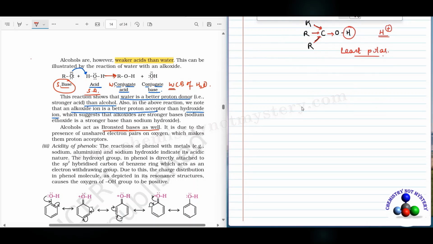Let's revise the thing that we have discussed earlier when we saw the reaction of alcohol with H plus ion. I told you oxygen carries 2 lone pairs of electrons, and it can donate a lone pair of electrons to the H plus ion and make a bond with it. And here you will get protonated alcohol. This is RO bonded to 2 hydrogen. As this oxygen donated a pair of electrons to the H plus ion, it will develop a positive charge, and this is protonated alcohol.